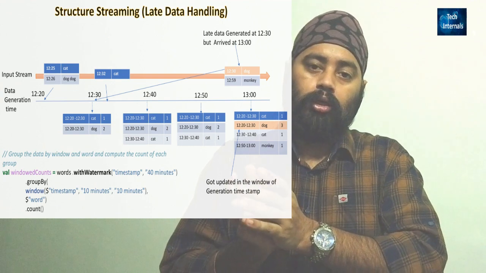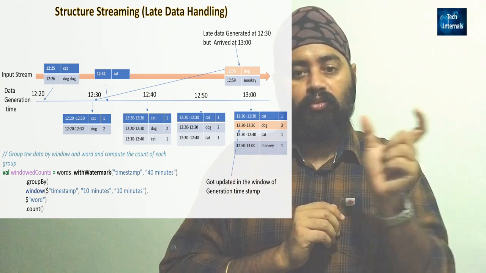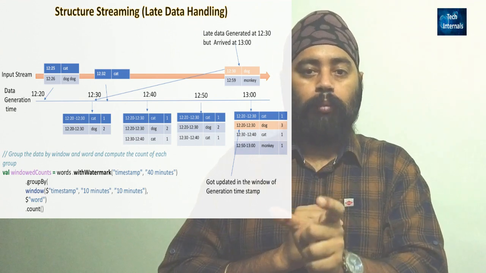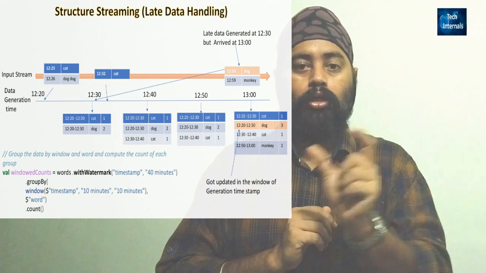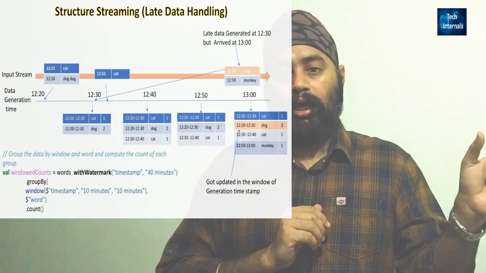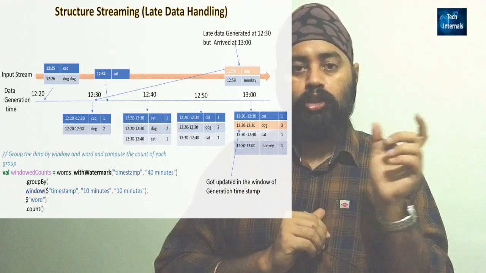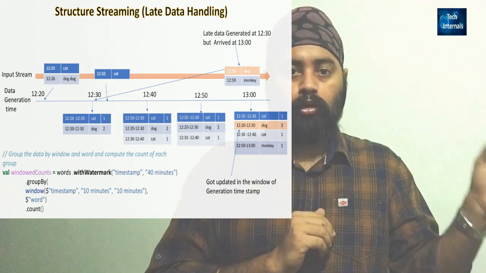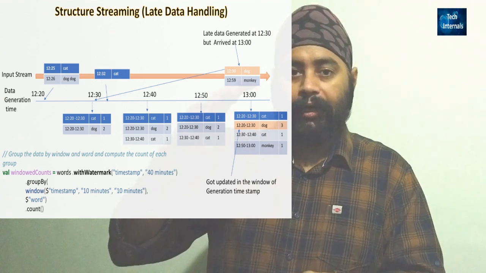When you create a streaming context, you can define this is my column. Assume there is a column called timestamp in the data, the data generation timestamp. You monitor that particular column. Don't use the ingestion timestamp, use the timestamp which is in the data. Based on the data timestamp, it will add the record into a window.